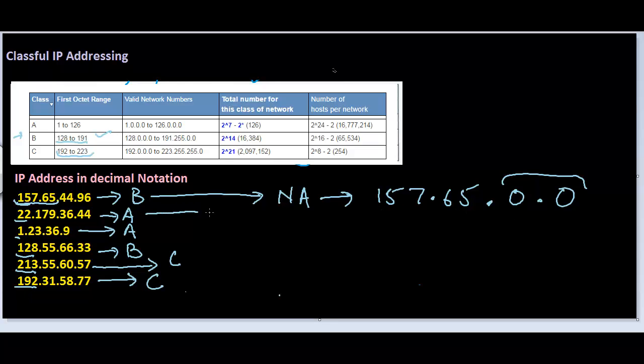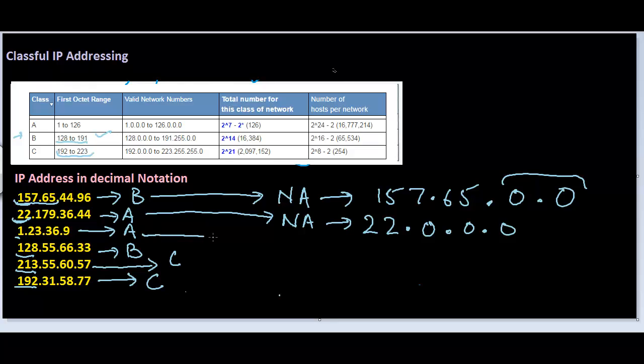How about this class A IP address? Remember, what is the network address for 22.179.36.44? So this is a class A IP address. In class A IP address, the first 8 bits are reserved for the network, right? So 22 would be the first 8 bits, right? And the remaining 24 bits are all what? They are all host bits. So we're just simply going to set the host bits to 0. So this would be the network address.